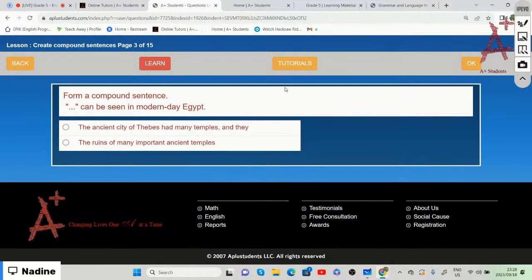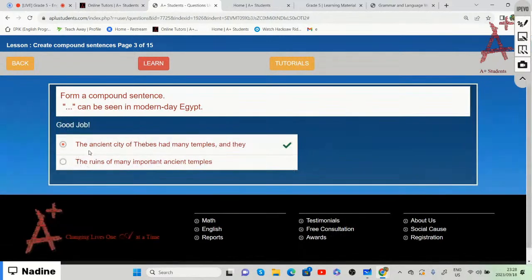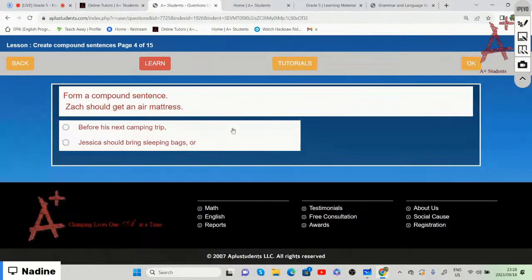Remember, we need to look at the coordinating conjunction also within the sentence. So if you choose a specific option, then it means that you need to look at the coordinating conjunction that joins these two simple sentences. All right, so we will choose option one, which is the ancient city of Thebes had many temples. And there's the word and.